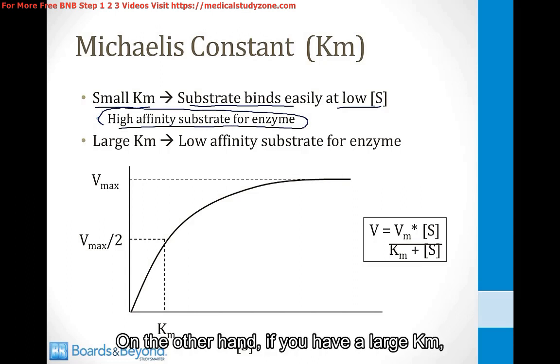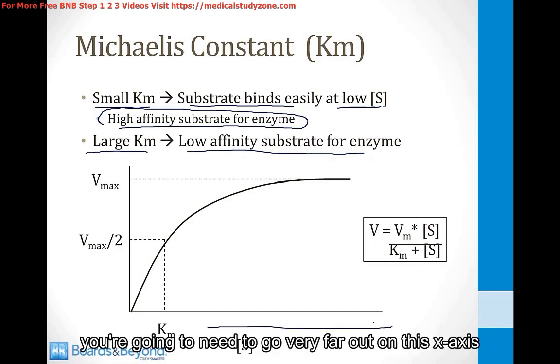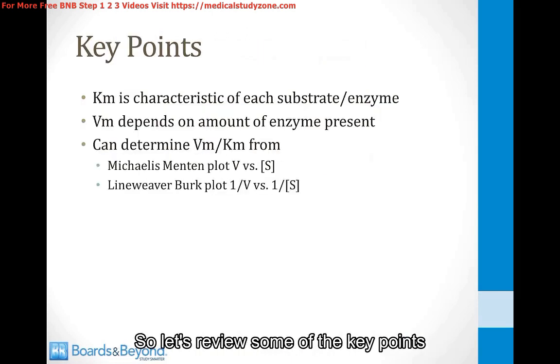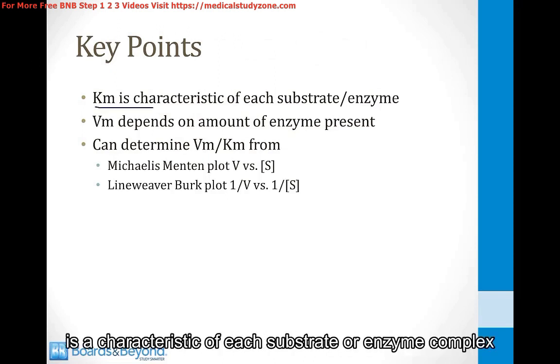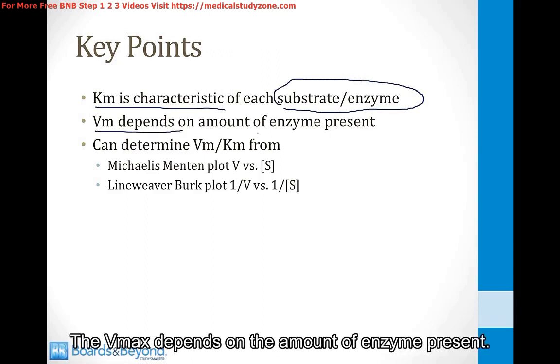On the other hand, if you have a large Km, this means you have a low affinity of the substrate for the enzyme, and you're going to need a lot of S. You're going to need to go very far out on this x-axis in order to reach Vmax when the Km is large. So let's review some of the key points that we've discussed up to this point. Km, the Michaelis constant, is a characteristic of each substrate or enzyme complex and how much affinity they have for one another. The Vmax depends on the amount of enzyme present.